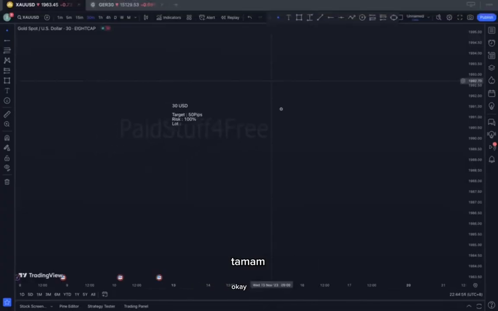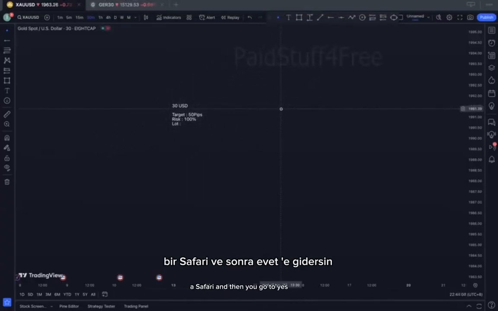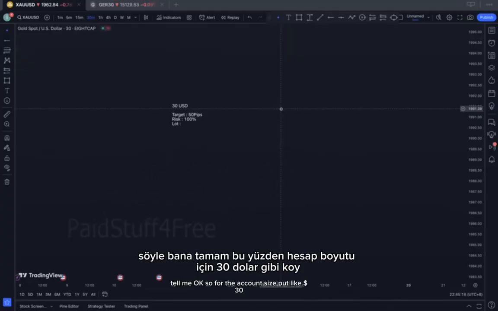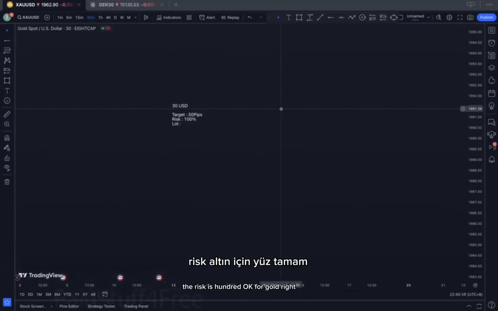Can you go to Safari, and then go to My FX Book? Yeah, my FX Book, because I can calculate the risk there. Okay, so for the account size, put $30. The risk is 100%. For gold, right? Yeah, for gold.